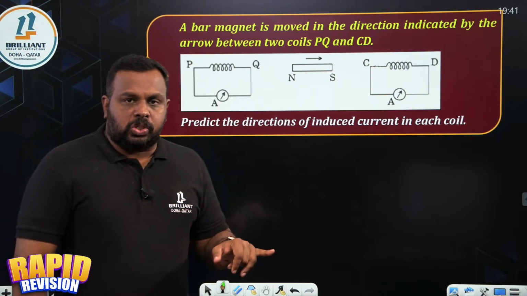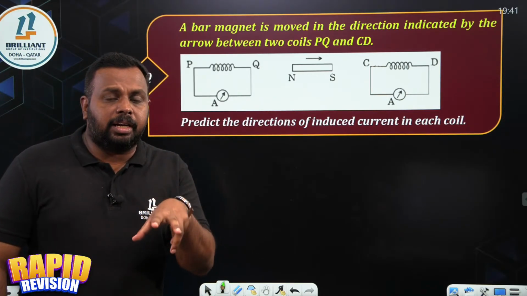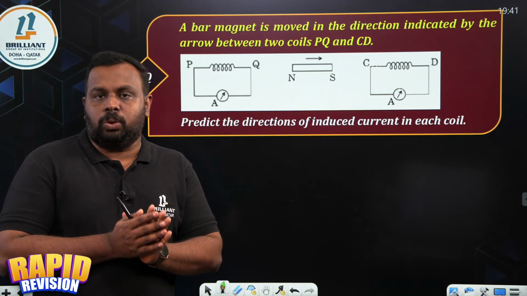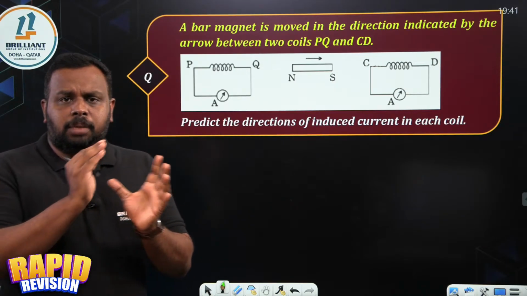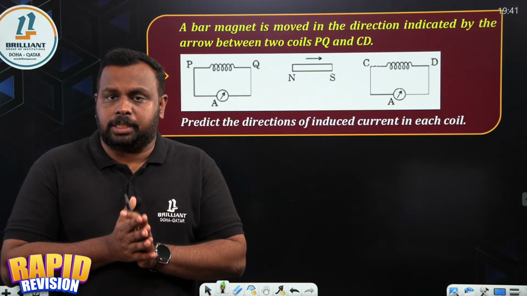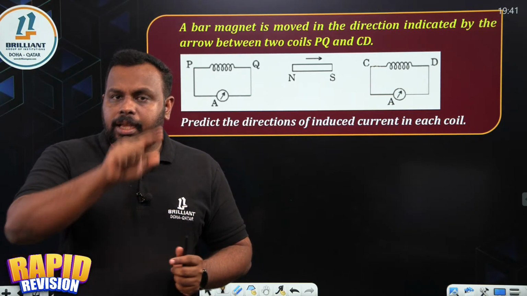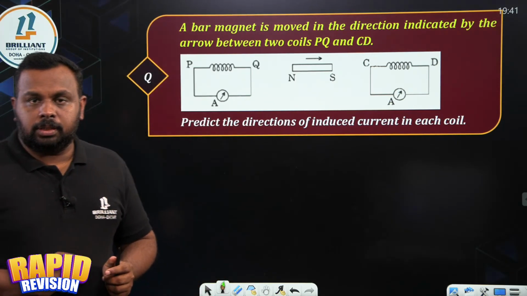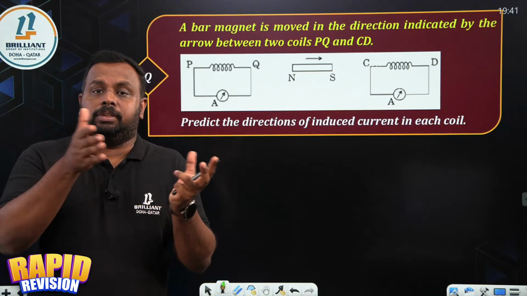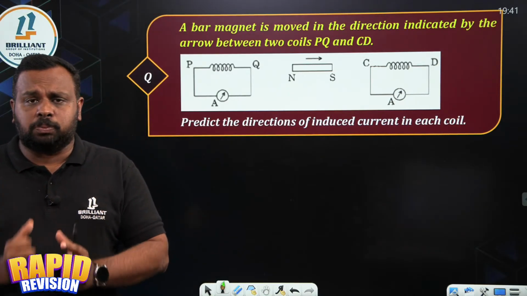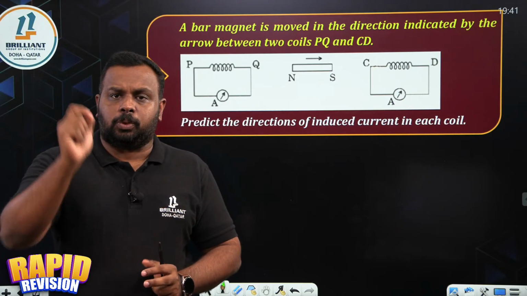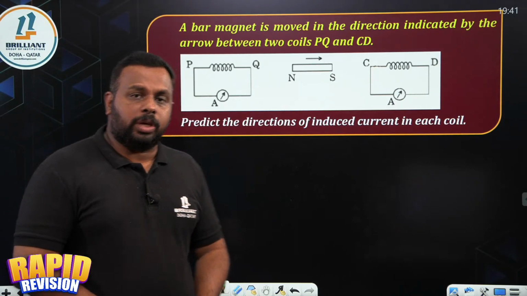Before answering this question, you should have some idea about the polarity of a coil. How to determine the polarity of a current carrying coil. I think all of you know that. In a current carrying coil or a solenoid, there are two choices, north pole and south pole. So the question is, which side is the north pole and which side is the south pole? How can you determine that?